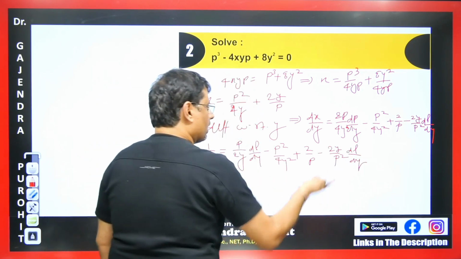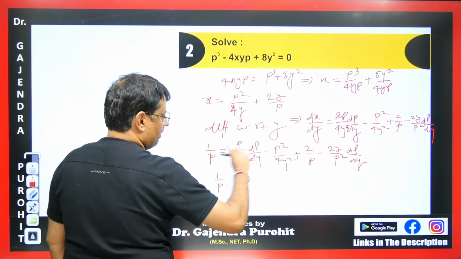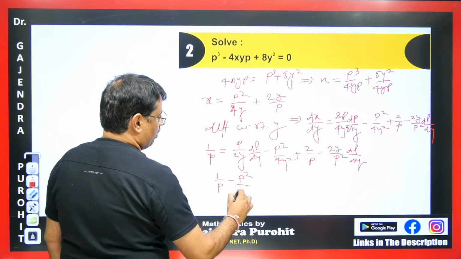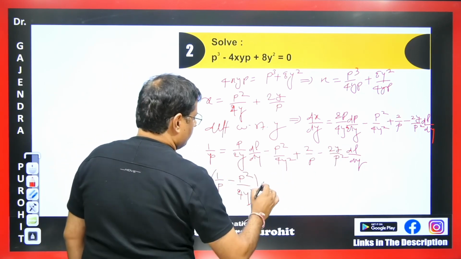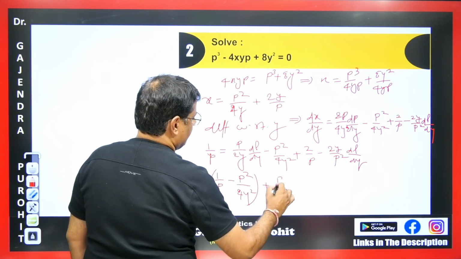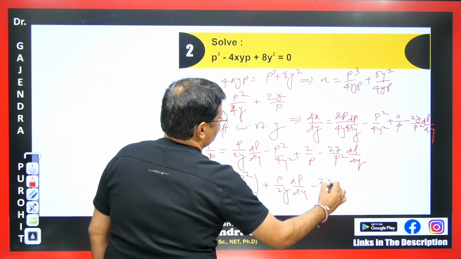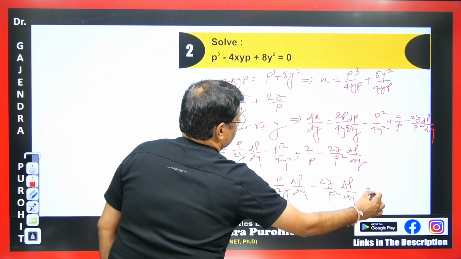We will take 1 by p to the other side. If we take it to the other side, then 1 by 2p minus 1 by p will give 1 by p, minus, and here we will take this term together, that is p square upon 4y square, right? And now I will take both of these terms together. And these terms are p divided by 2y multiplied by dp by dy minus 2y divided by p square multiplied by dp by dy is equal to 0.